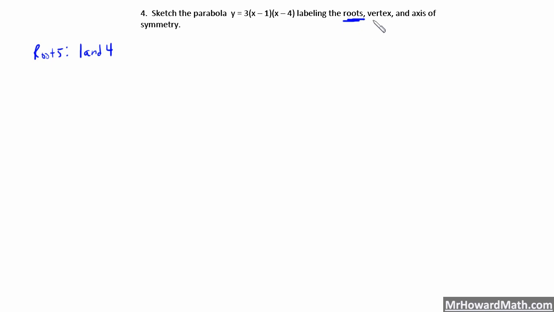Vertex is pretty simple. Vertex x-coordinate is halfway in between these two roots. Due to the symmetry of a parabola, the x-coordinate of the vertex is halfway in between the two roots. So we can go ahead and start our sketch over here. Let's do that. So we have 1 and 4. So I'm going to label that there.